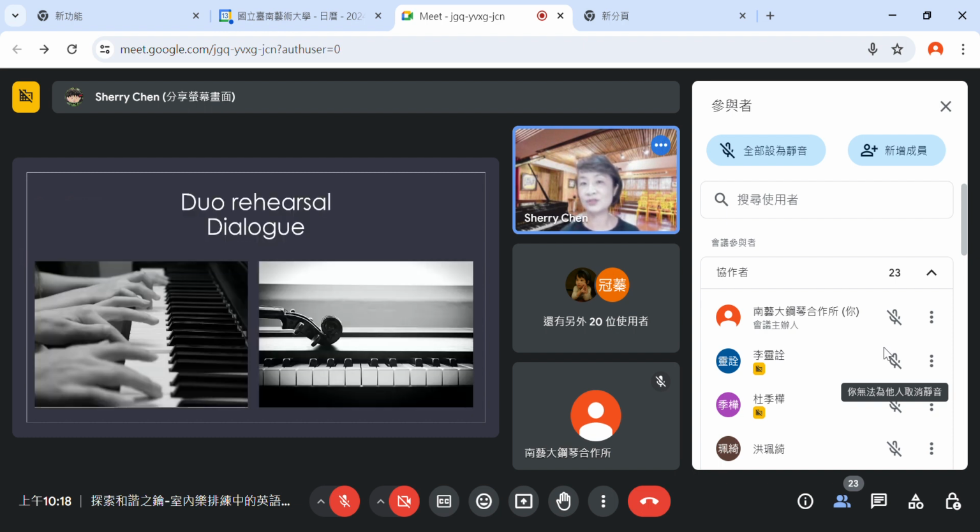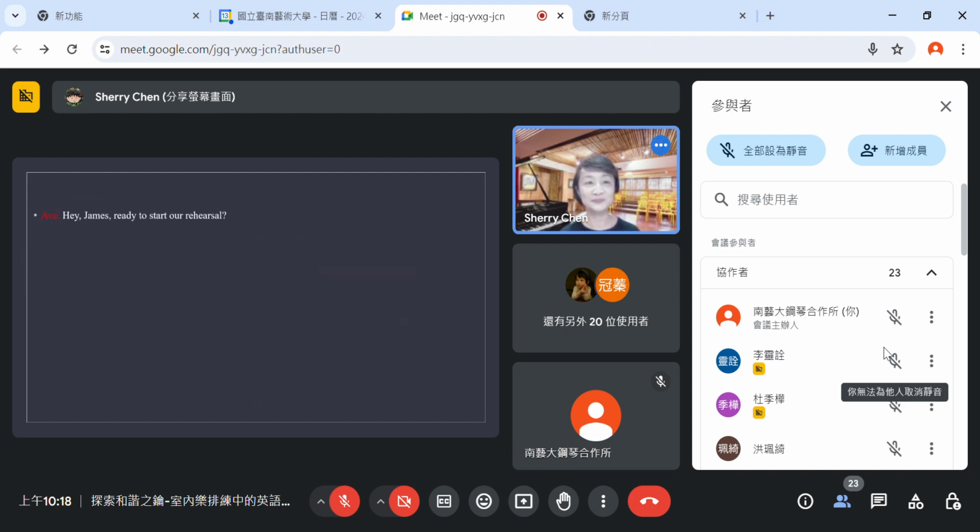Let's start with the duo rehearsal dialogue. So here it could be a four-hand piano or a rehearsal between the violinist and the pianist. So I'm going to be playing double roles here.